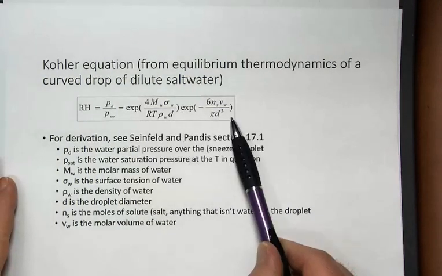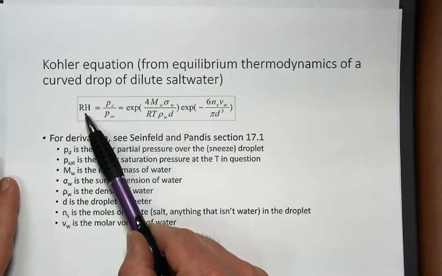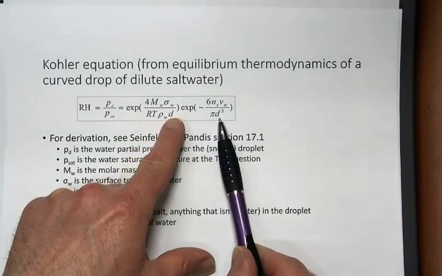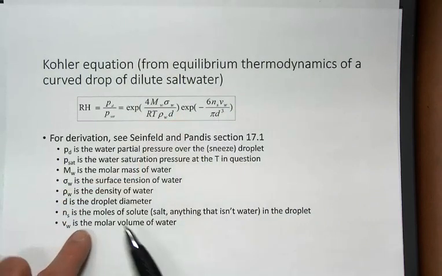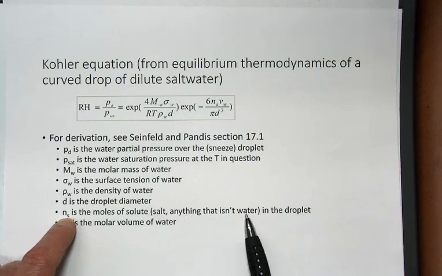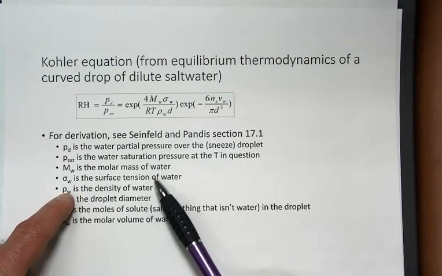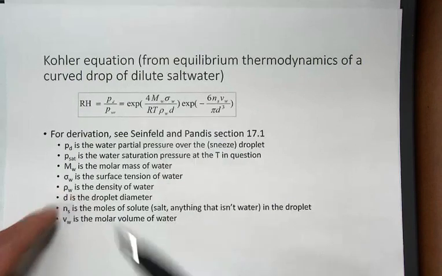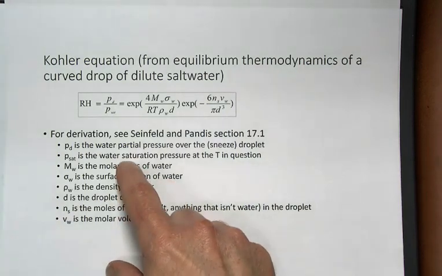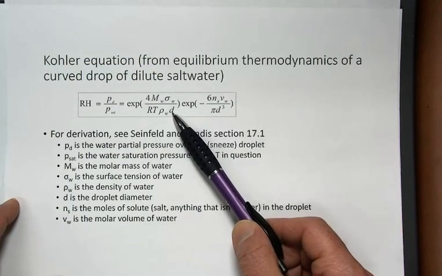And so this is the solute term, this is the Kelvin effect term, and basically if you know the relative humidity, the only unknown here is going to be the particle diameter, right? Because everything else, molar volume of water, the amount of salt or anything that's not water in the droplet, that could be measured as well. And then we've got surface tension of water, the saturation pressure at the temperature of the problem. So again, the only unknown is diameter.